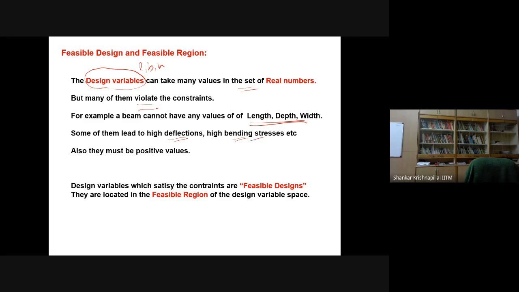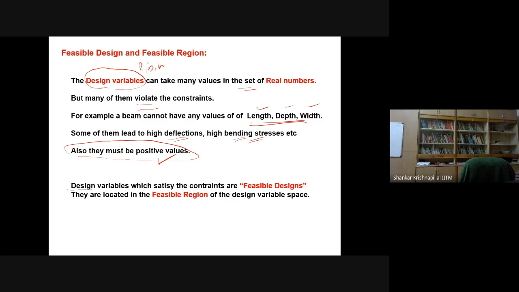And we may give a bending stress constraint that bending stress should be less than or equal to 300 MPa. So any values of length, breadth, depth that violate those constraints will be out of the feasible region. Then also length, breadth, height cannot be negative values, so there must be only positive values. So negative values and other values which give high deflection and high bending stresses are said to be in the infeasible region because they violate the constraints.